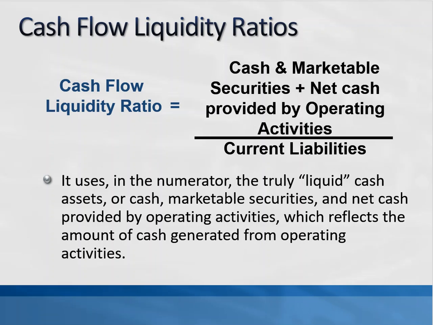Another ratio we can look at, not as commonly used, is called the cash flow liquidity ratio. We take the cash and marketable securities plus the net cash provided by operating activities. That's going to come from our statement of cash flows, the operating activities section, and divide it by our current liabilities. So here we're using the most truly liquid assets, so even more stringent than what we might find in the asset test ratio.